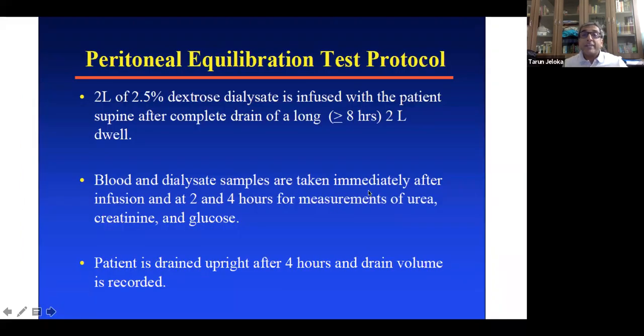So what is the PET test? How do you do it? And when do you do it? When do you repeat it? So PET stands for Peritoneal Equilibration Test. How you do it is you instill 2 liters of 2.5% dextrose dialysate with the patient supine after complete drainage of the long dwell.